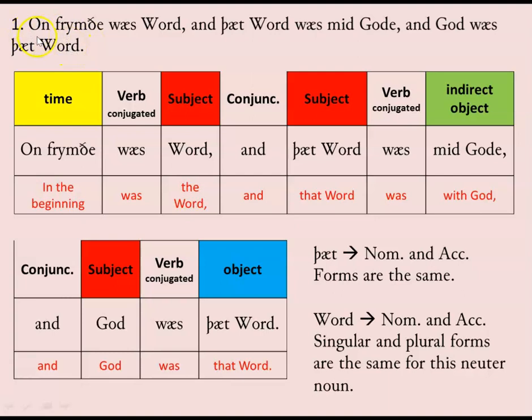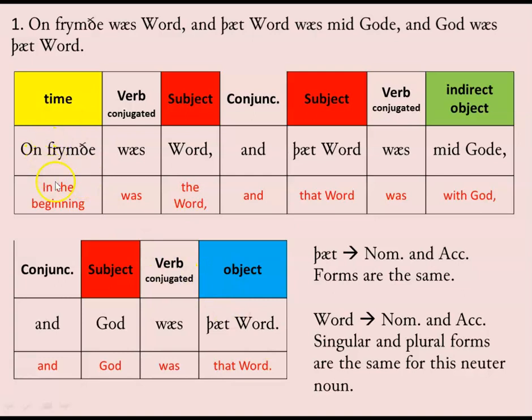Okay, verse 1. On verruimte was word, and that word was mid God, and God was that word. A familiar passage, perhaps, to anyone who's read or is familiar with the Bible at all. You might say, in the beginning was the Word, and the Word was with God, and God was the Word. Now this is just paraphrasing Genesis 1, the very beginning of the Bible. So this is John's Gospel, just rephrasing that.